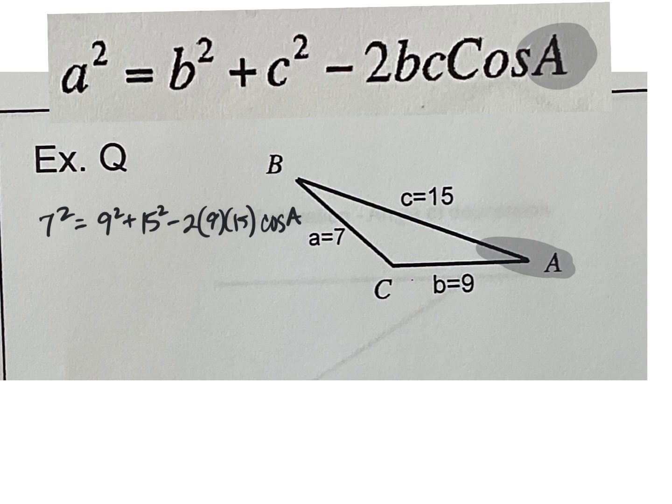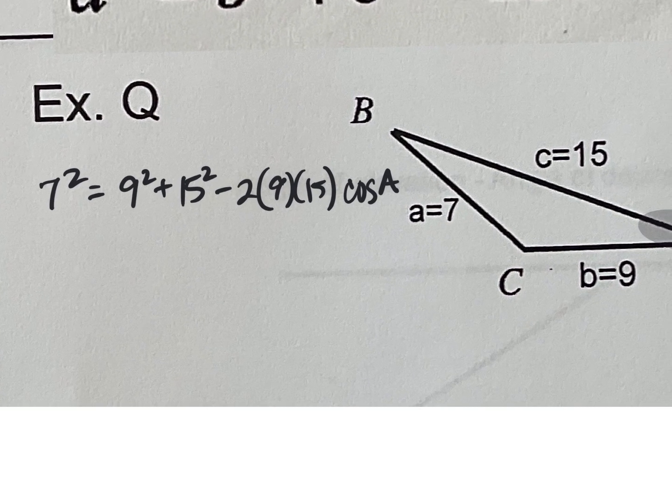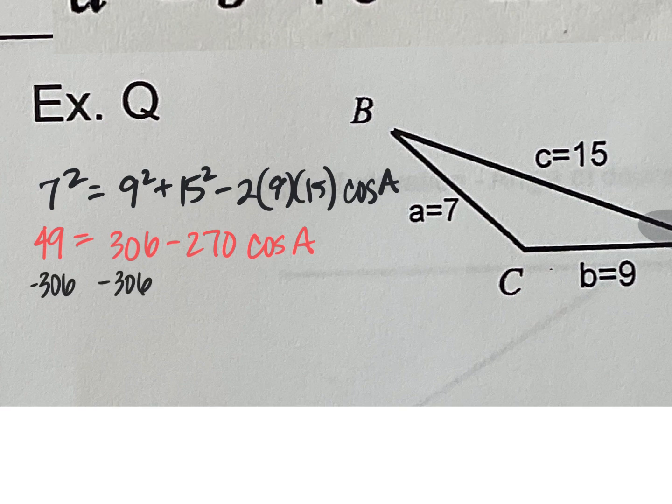What are we doing in our calculator? Use your calculator, but don't take too many shortcuts. I personally like to figure out what 9 squared plus 15 squared is. Anyone get 306 for that? Make sure you're typing it in, not just copying. 2 times 9 times 15 is 270. Then what are we doing? Love it. Thank you. Minus 306 from my 49.